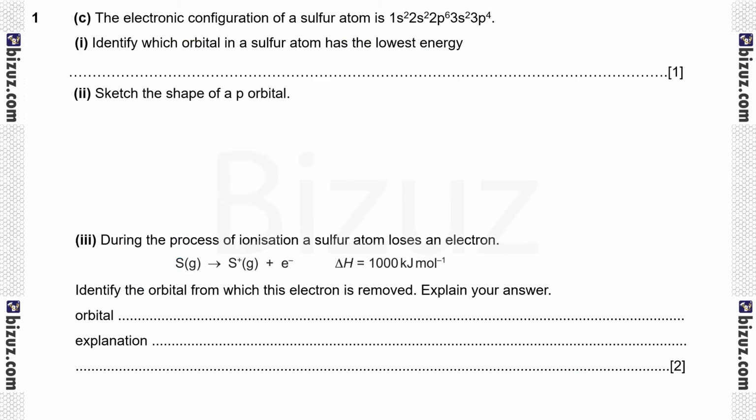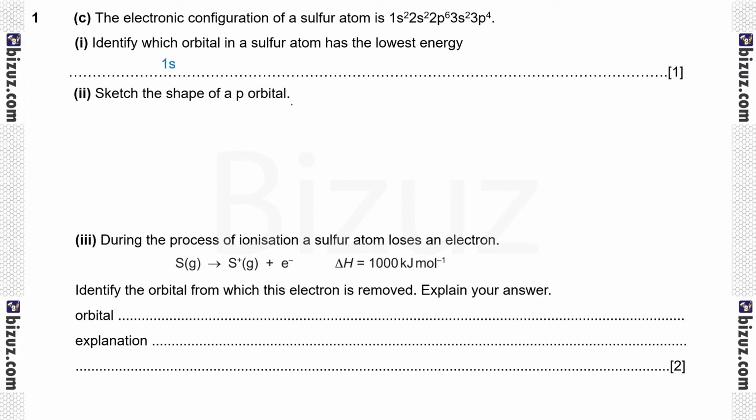Part C. The electronic configuration of a sulfur atom is 1s2, 2s2, 2p6, 3s2, 3p4. Identify which orbital in a sulfur atom has the lowest energy. When we do the electronic configuration according to the Aufbau principle, 1s is the lowest energy and 3p is the highest energy, because according to the Aufbau principle, we fill the orbitals in order of increasing energy level. So in this case, 1s has the lowest energy.